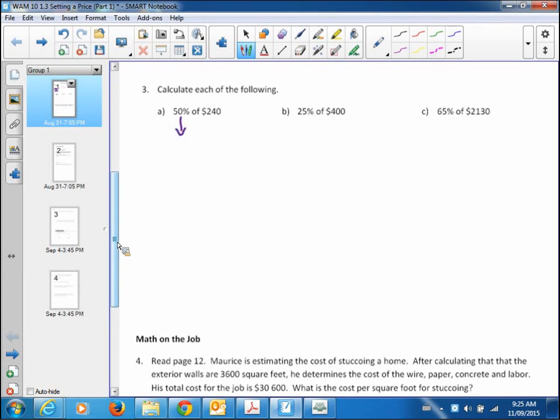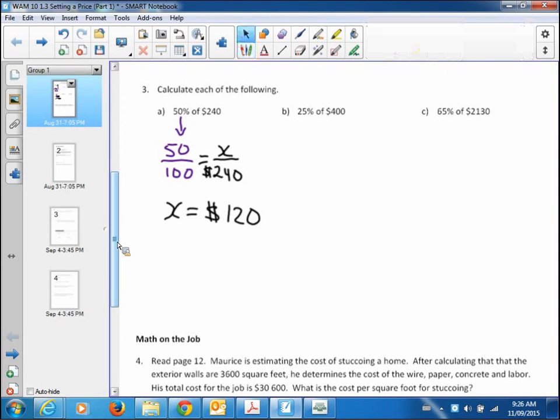50%, well, that means 50 out of 100. Whenever you see a percent, just think out of 100. Now, you want 50% of $240. So the other side will be out of $240. We want to find x out of 240. Once again, you cross multiply 50 times 240, divide by 100. The dollar amount is 120. And that makes sense. I hope you can see that 120 is half of 240. 120 is the answer.